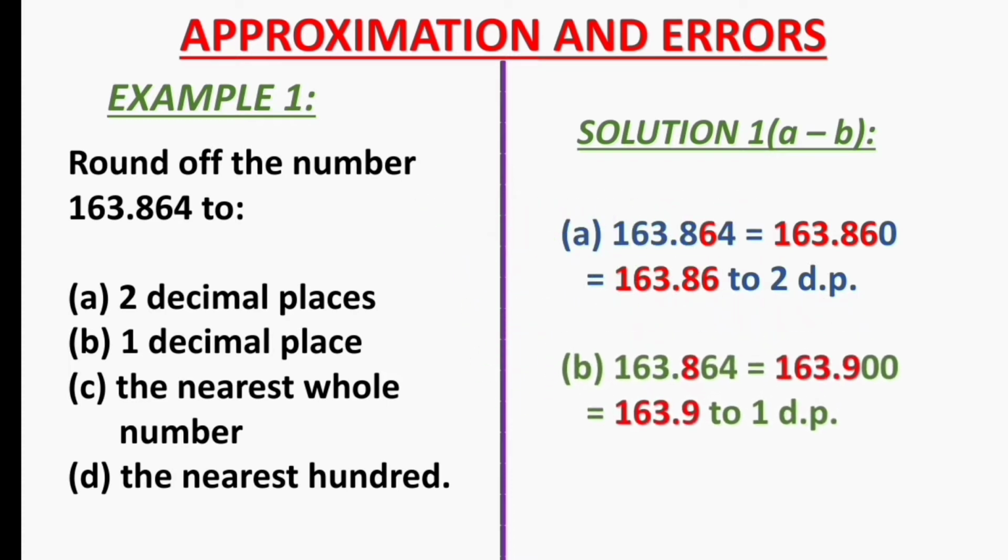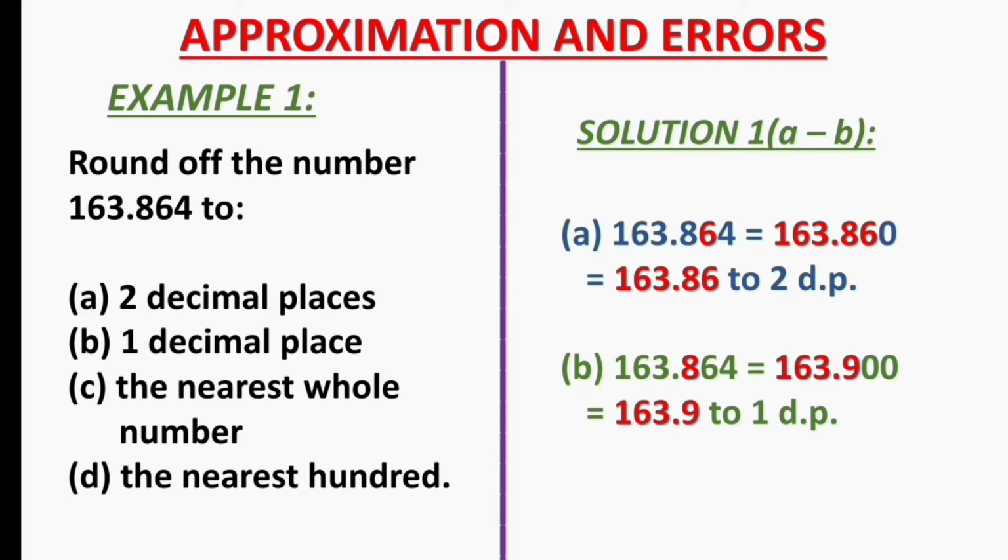For question 1B, approximating the number to 1 decimal place, the digit occupying the 1 decimal place, that's the digit after the decimal point, is 8. The next digit to the right of 8 is 6. Round up 6 to 1 and add 1 to 8. That steps up the 8 to 9. And every other digit to the right of 8 becomes round, which is 0. That gives our answer to question 1B as 163.9 to 1 decimal place.